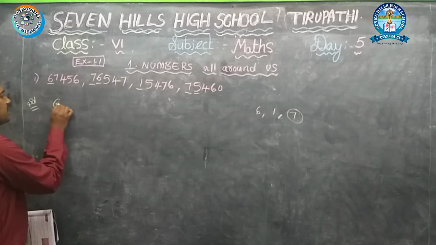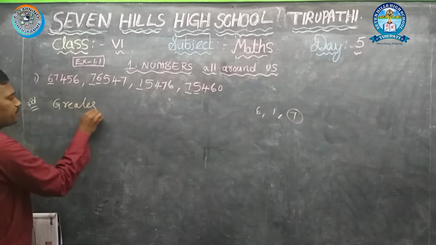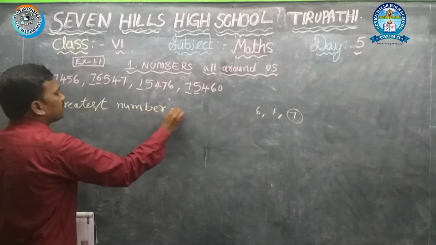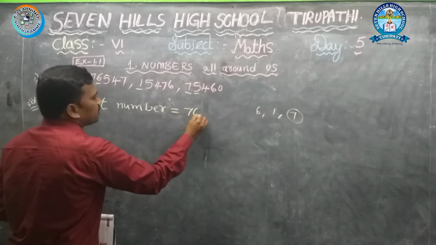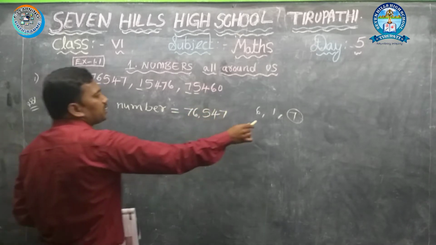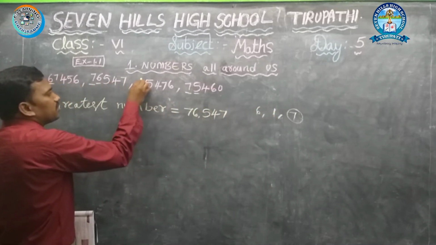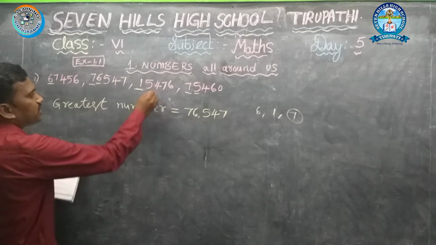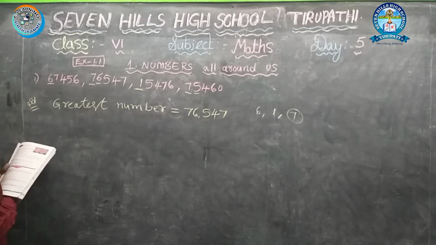So here the greatest number is 76,547, and the smallest number is 1. That means 15,476 is the smallest number.